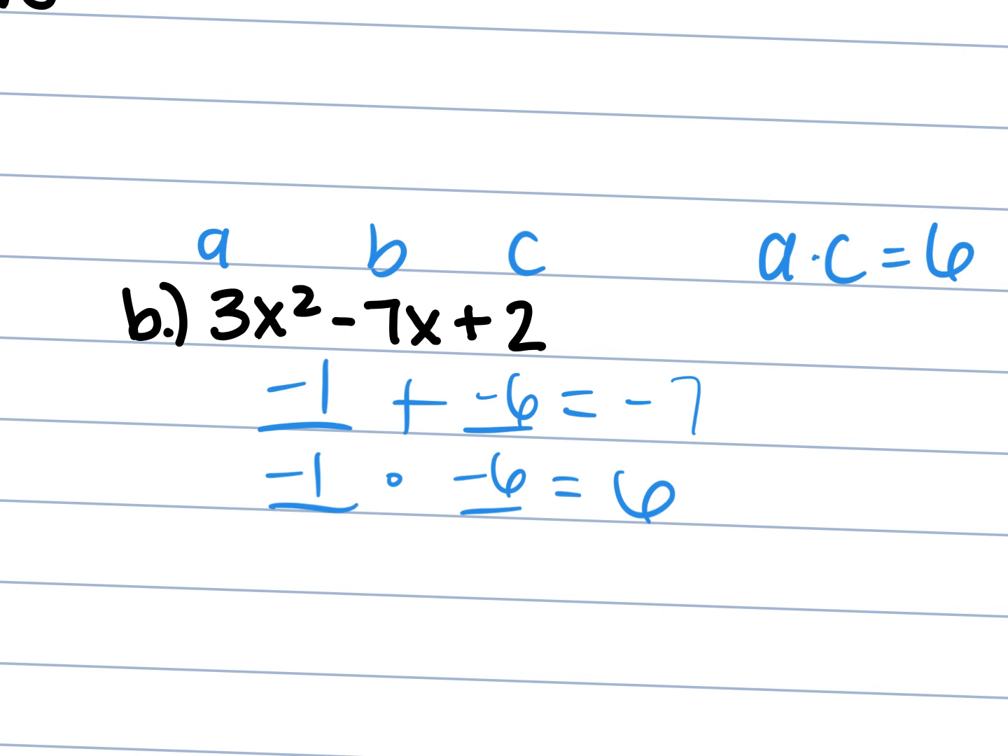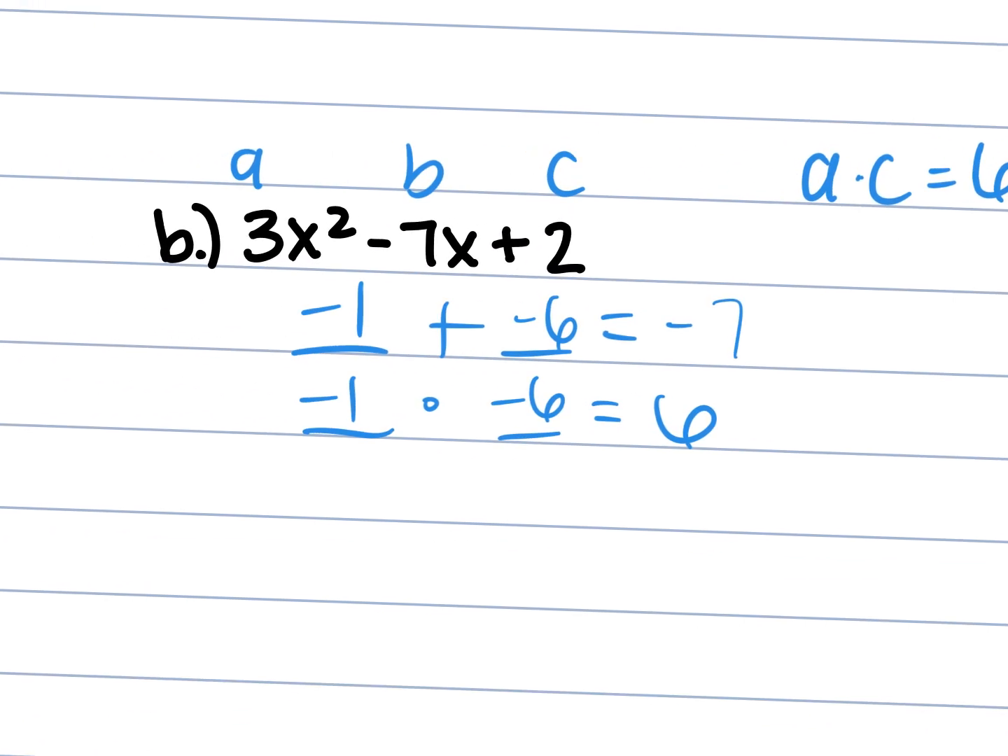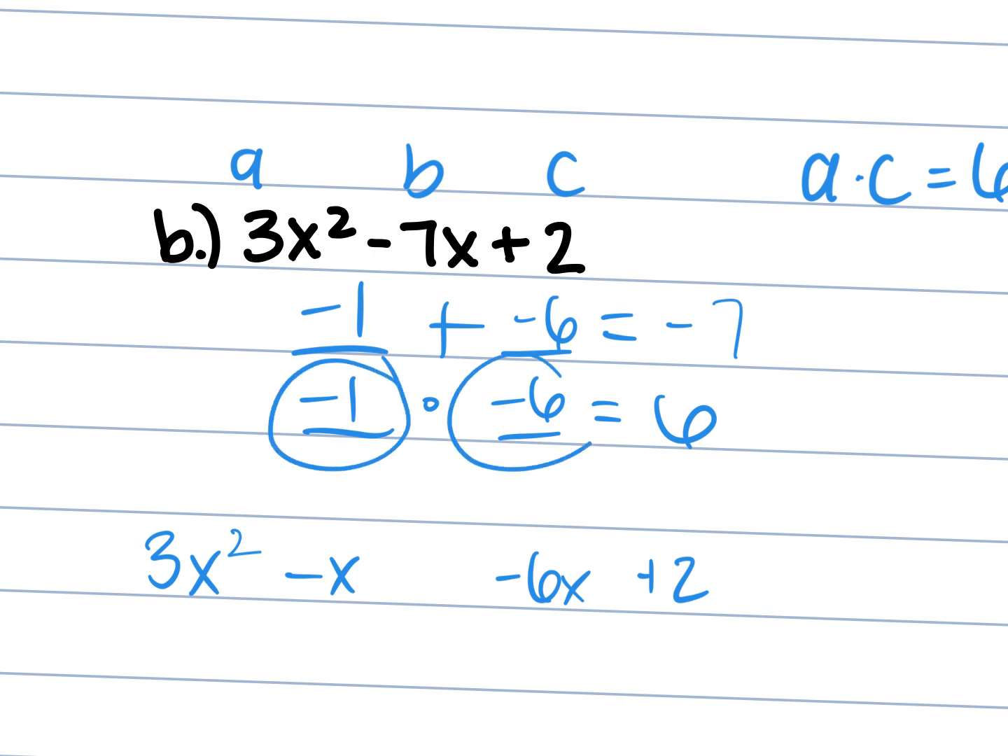Hey now, this is the part that I need complete focus on. The first term was what? 3x squared. You don't touch it. The last term was what? +2. You don't touch it. The middle term, which was -7x, breaks down into what two terms? -x and -6x. Where are those two numbers coming from? The factors. And you always separate them with a plus sign.